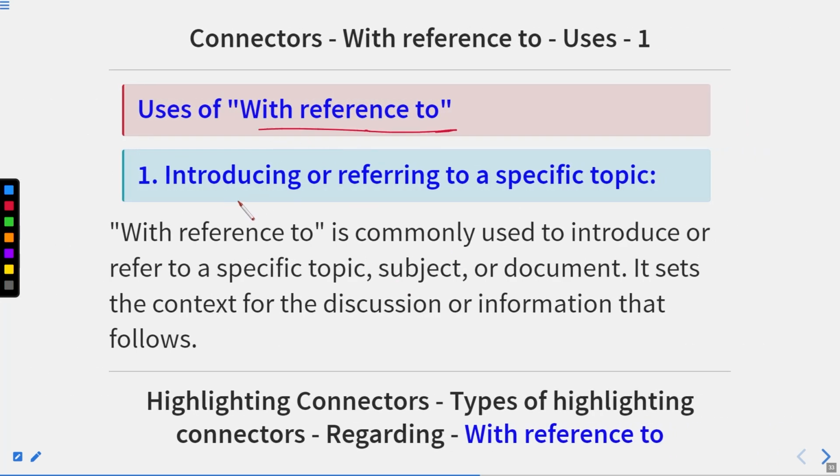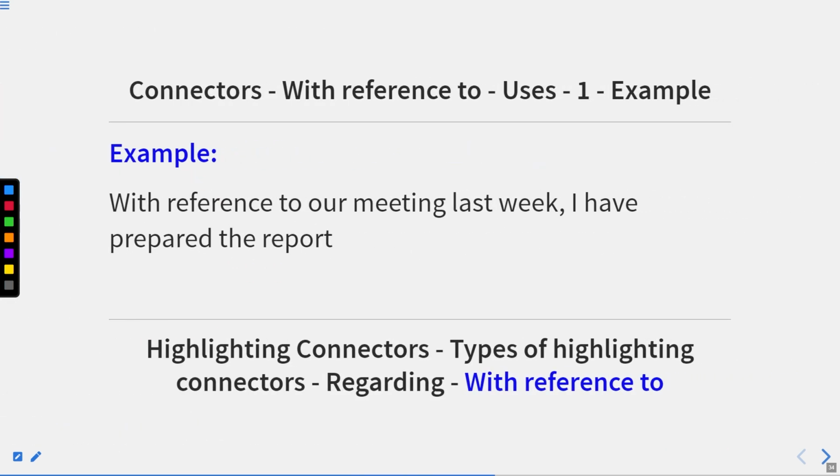Uses of with reference to. First of all, it introduces or refers to a specific topic. With reference to is commonly used to introduce or refer to a specific topic, subject, or document. It sets the context for the discussion or information that follows. For example, with reference to our meeting last week, I have prepared the report.